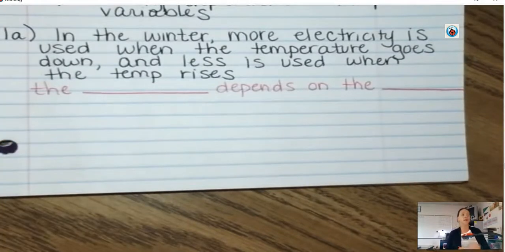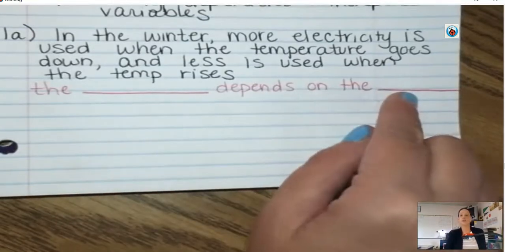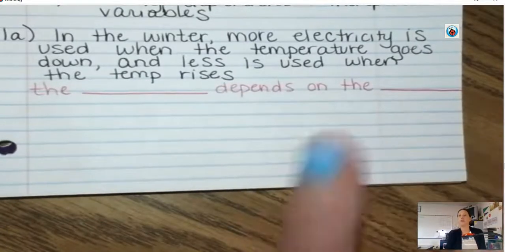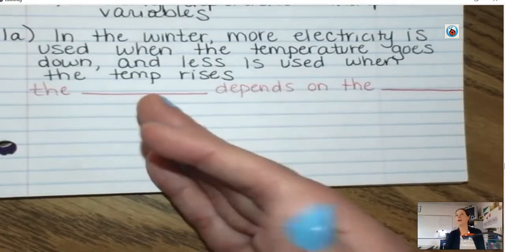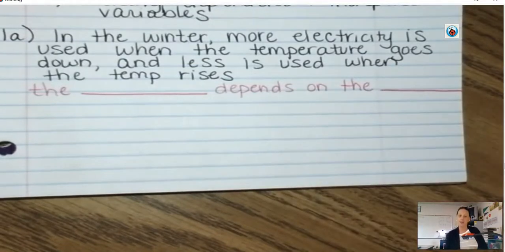So when we think about this situation, I want to figure out what depends on something else. The two things we're comparing are the amount of electricity used and the temperature outside. Does the electricity used depend on the temperature, or does the temperature outside depend on your electricity used? You have to use a little bit of common sense here. Clearly, the temperature outside is not waiting to rise depending on if you turn your electricity on. That wouldn't make sense. We use more electricity depending on the temperature.